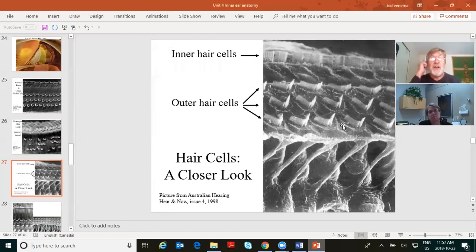Here's a picture of hair cells again. Inner hair cells on the top, outer hair cells shown from the top, but now you can start to see the test tube shapes underneath.